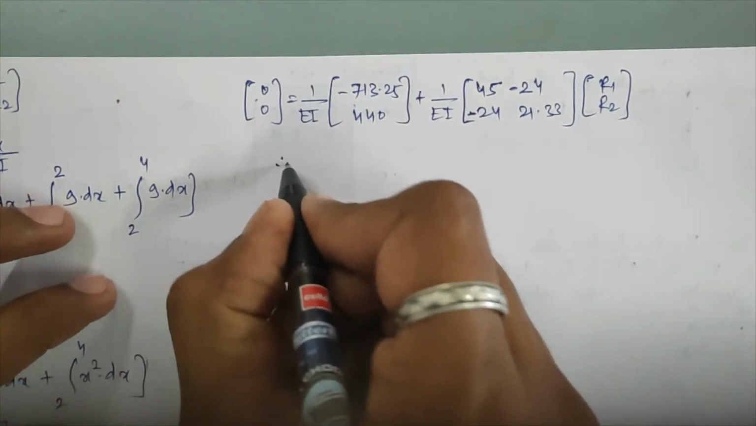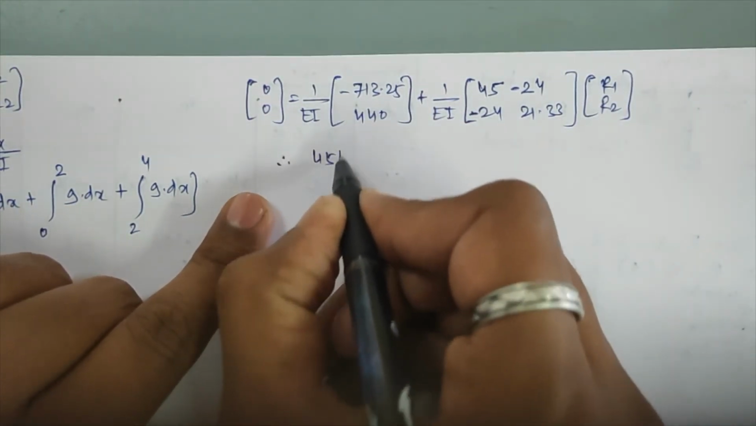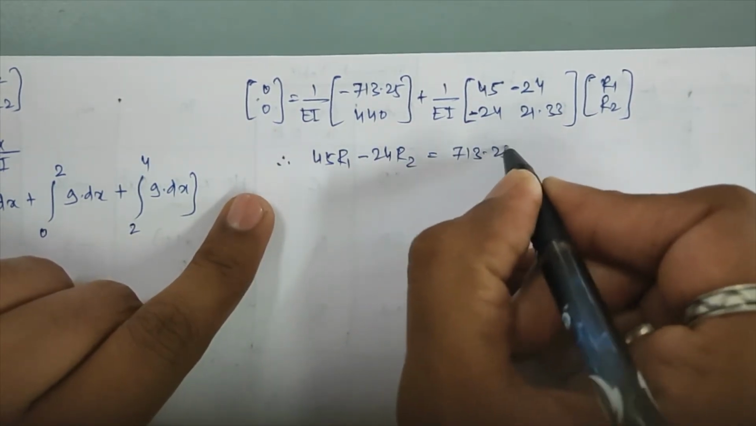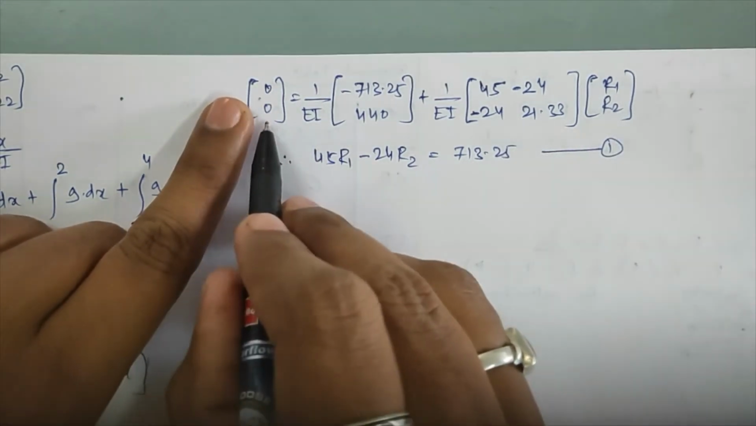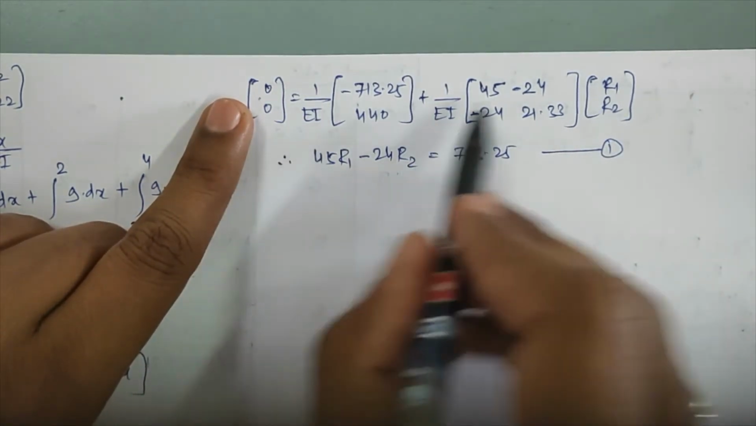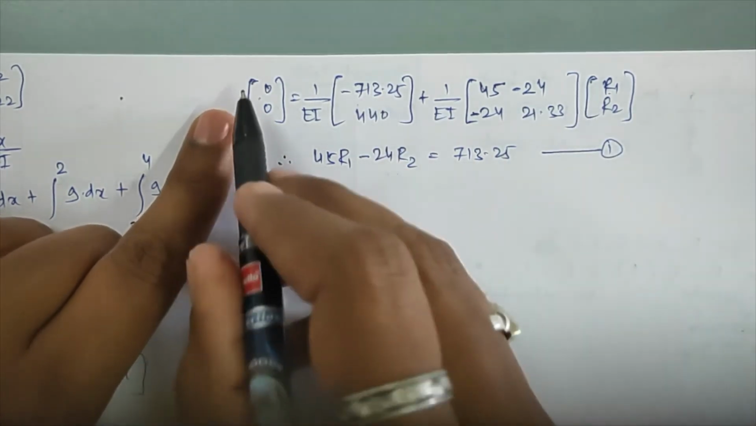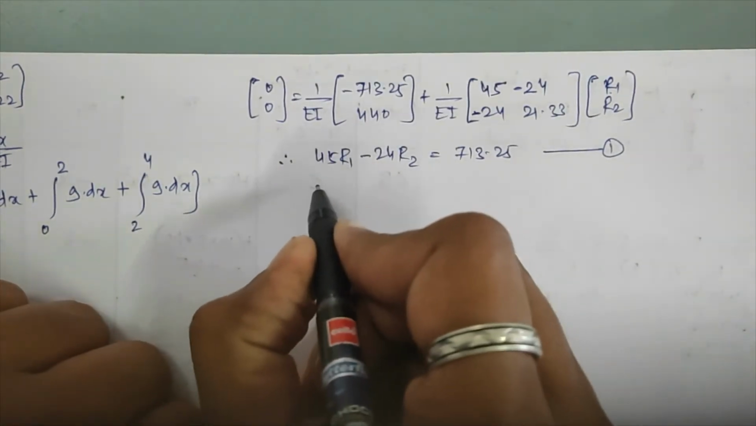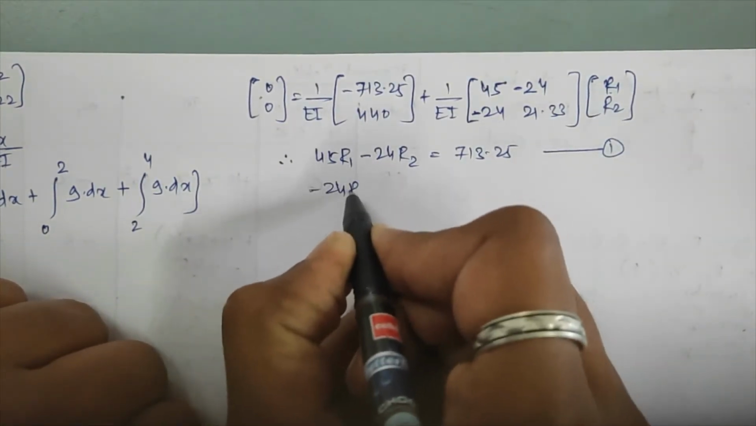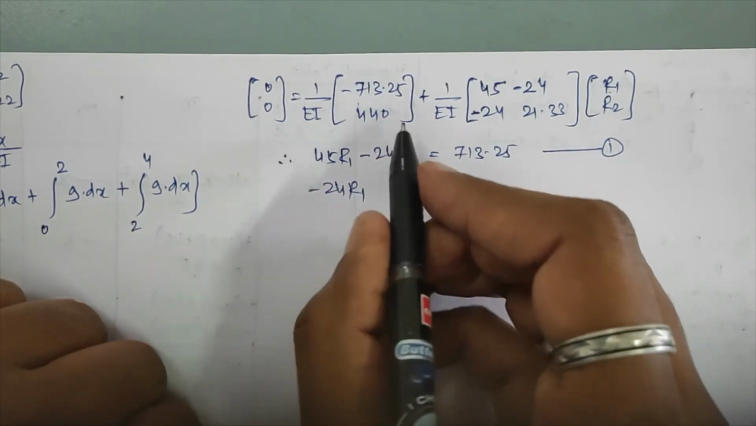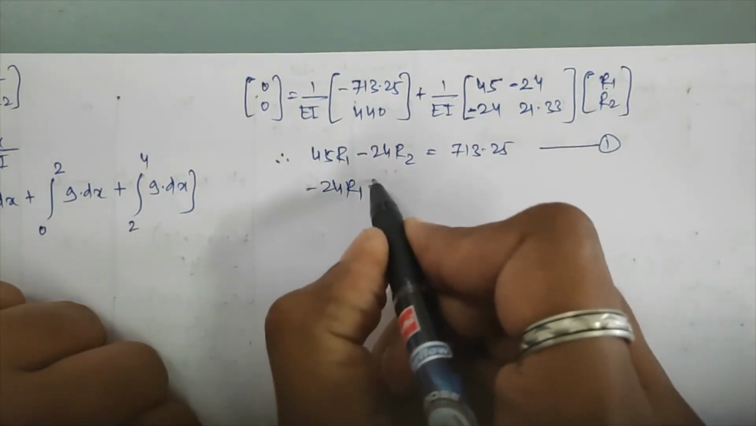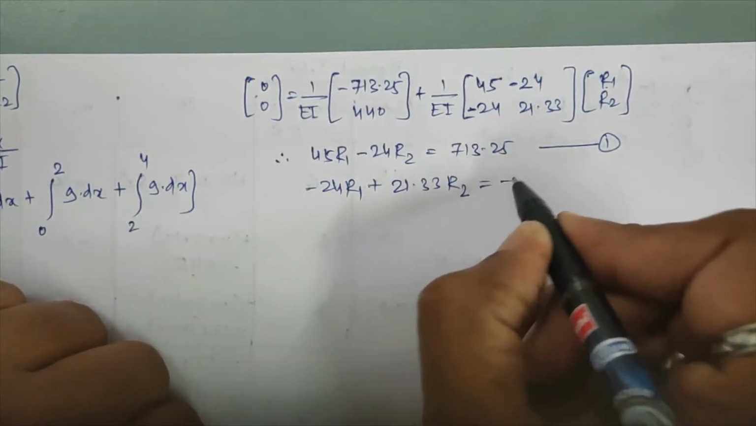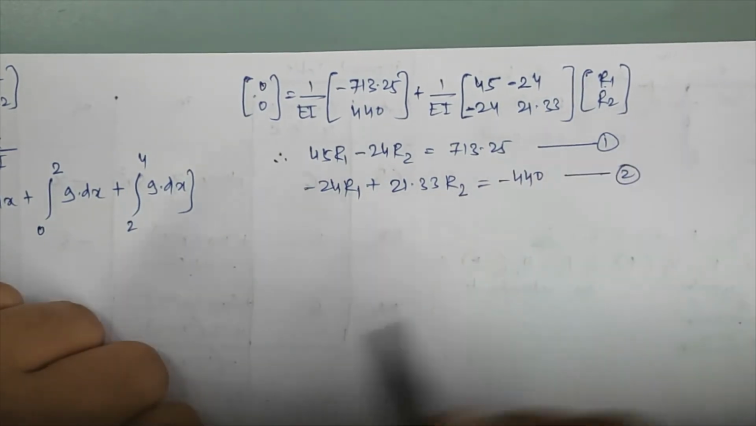Right? So from the first equation I'll get 45 into R1 minus 24 into R2 is equal to 713.25. Here you equate it with 0, so this EI will become 0. 45 R1 minus 24 R2 will go towards the rightward side and become positive 713.25. And same way the second equation I'll get as minus 24 of R1 plus 21.33 of R2 is equal to minus 440. That is equation number 2.